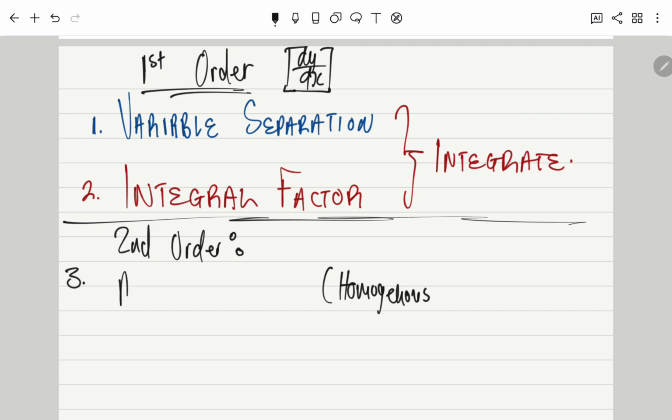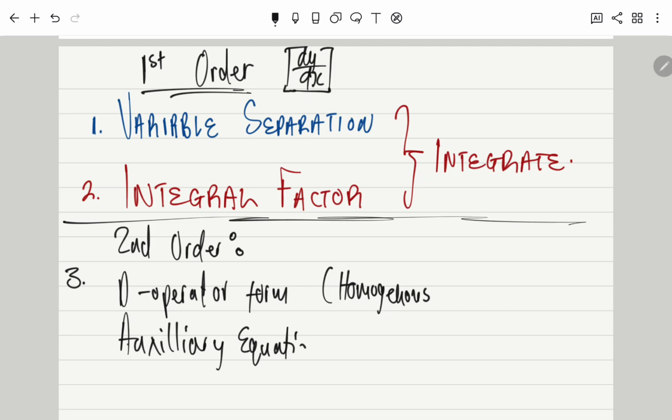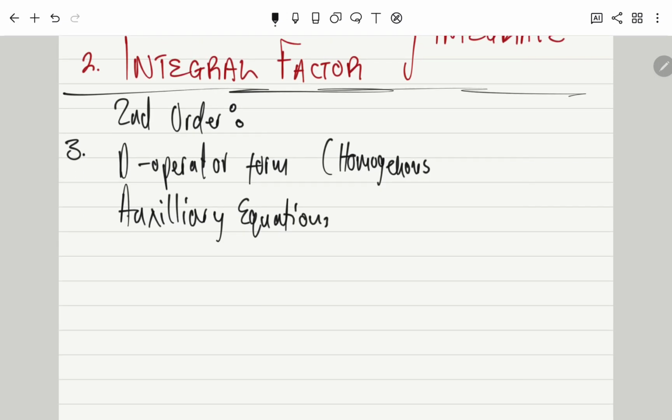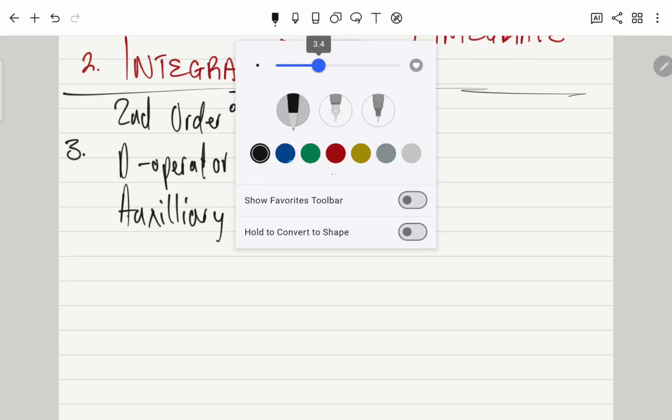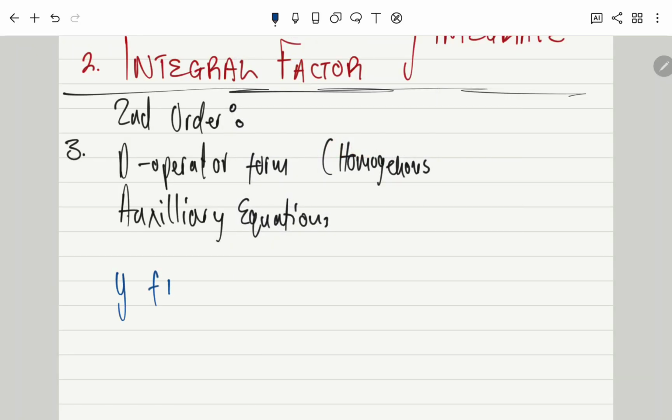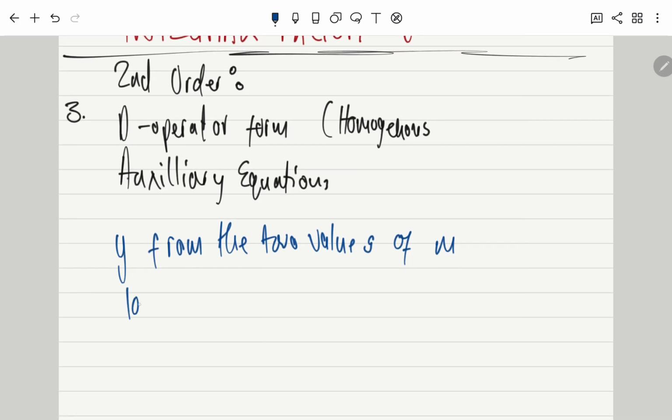In this method you're going to find what we call the D operator form. Then you create what we call the auxiliary equation. You solve it, it's just a quadratic equation. Then you find 2 values for m. You create your y from the 2 values of m you get. So y can have 3 forms, and we'll talk about it. Then you look for constants a and b, and you'd be done.